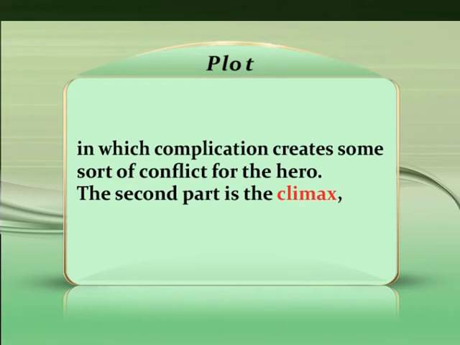What is a pyramidal pattern? The pyramidal pattern is one in which the plot is divided into three essential parts. What are they? The first part is called rising action, just like rising intonation when you speak, rising intonation and falling intonation of the voice. So here, rising is very important. Rising action is where complication creates some sort of conflict, some sort of dispute for the hero of the story.